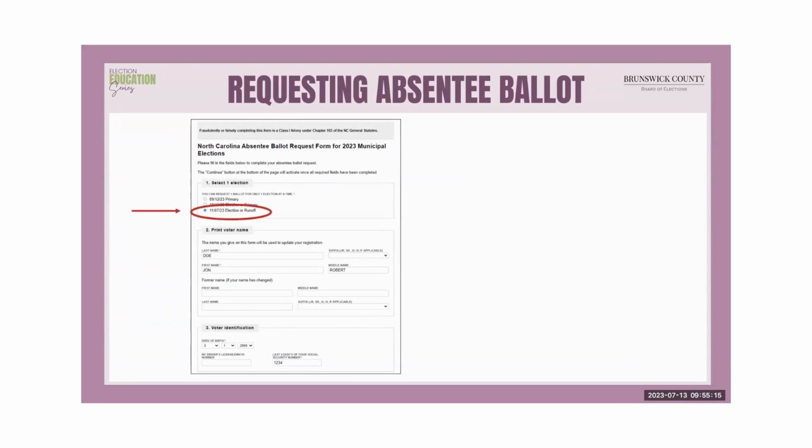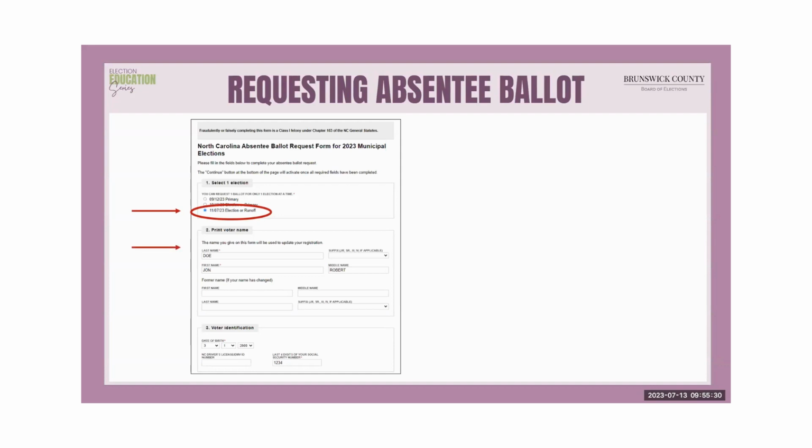In section 1, the voter will need to choose the election date. This is a state form and thus has dates for other county elections. Our election date is November 7th, 2023.